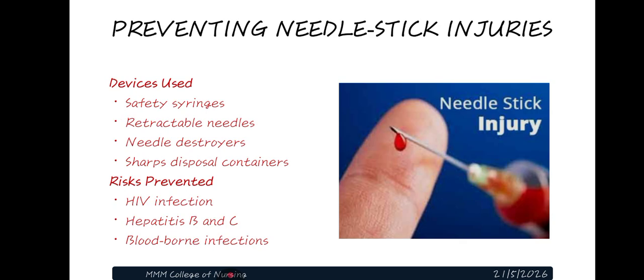Coming to preventing needle stick injuries. Devices used are safety syringes, retractable needles, needle destroyers, sharps disposable containers. The risk prevented: HIV infections, hepatitis B and C, and bloodborne infections. Needle stick injuries are one of the most common occupational hazards in nursing. Safety syringes and proper sharps disposal help reduce the accidental injuries and prevent the spread of serious diseases.